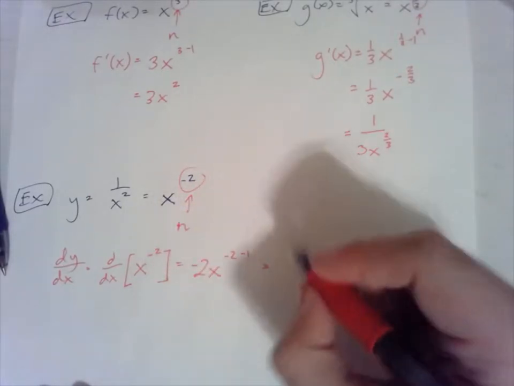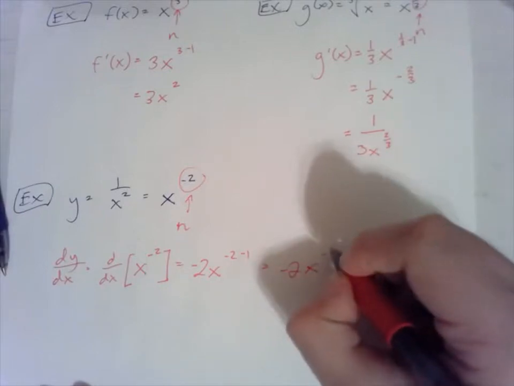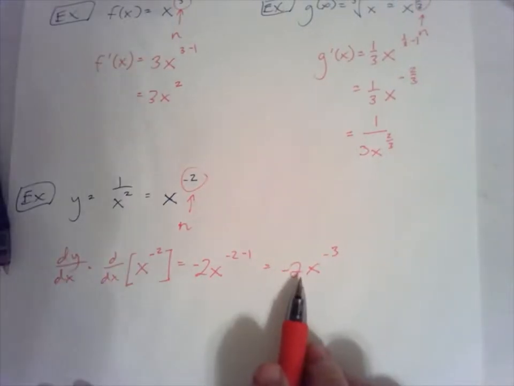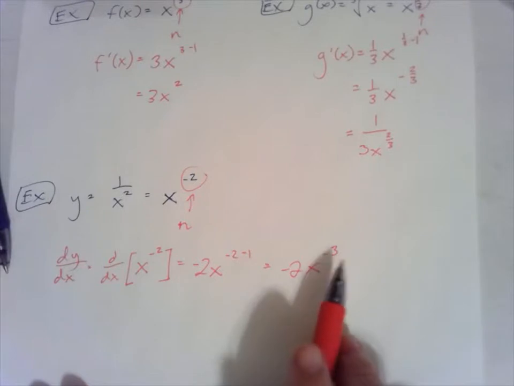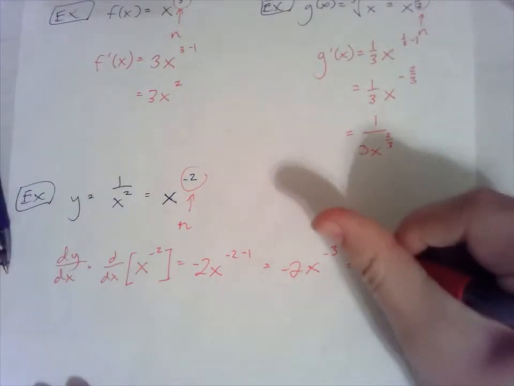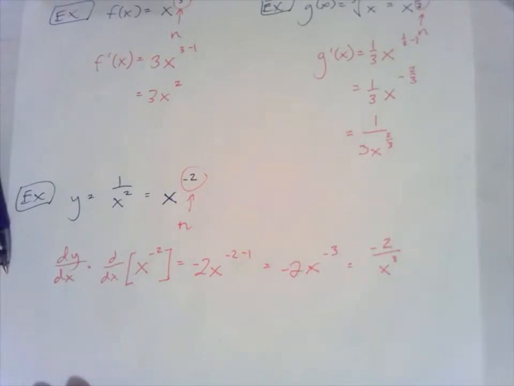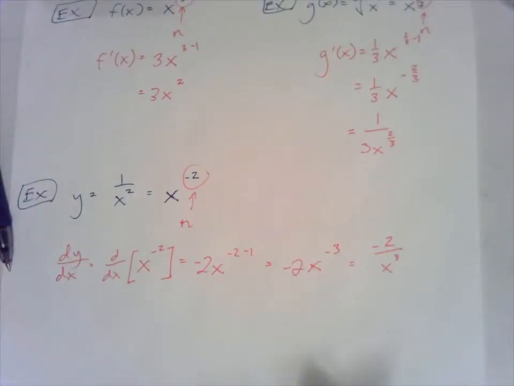which we can simplify out to be negative 2 times x to the negative 3. Oh, I keep saying the wrong thing. Use your rules of negative exponents again, and we get negative 2 on top, and x to the third goes to the bottom. Alright.